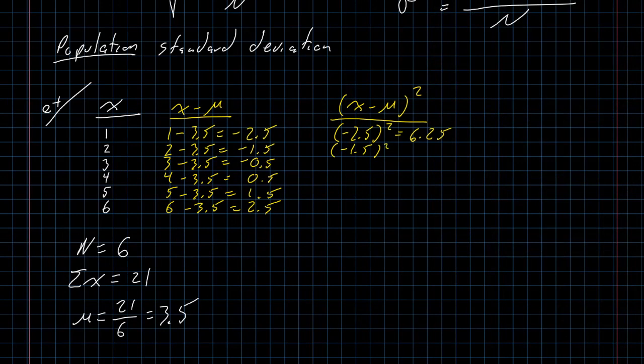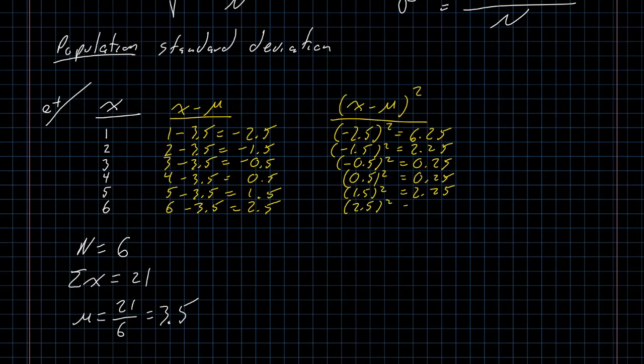Negative 1.5, the whole thing squared, is 2.25. Then we have 0.25, and actually the same numbers repeating. When you have positive 0.5 squared, you still get 0.25. Positive 1.5 squared is still 2.25, and positive 2.5 squared is still 6.25.